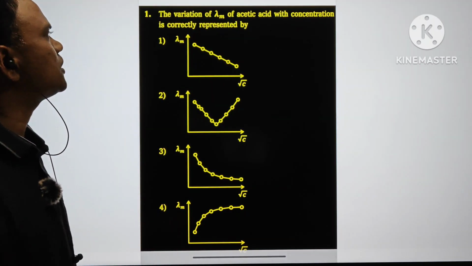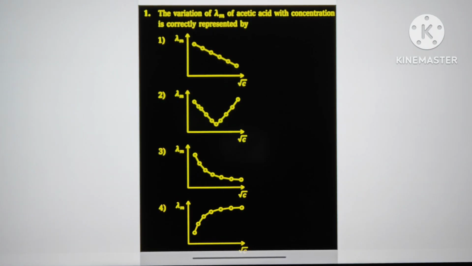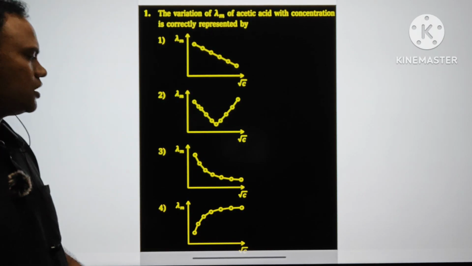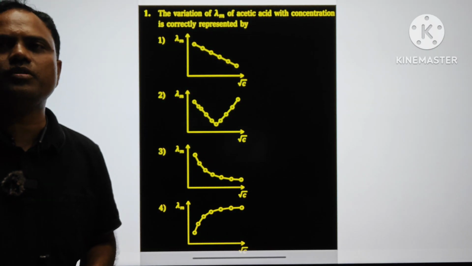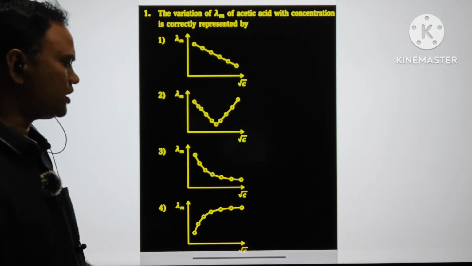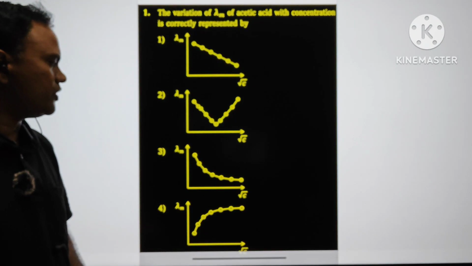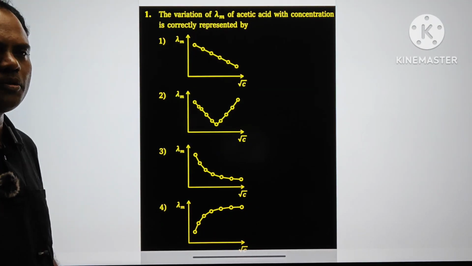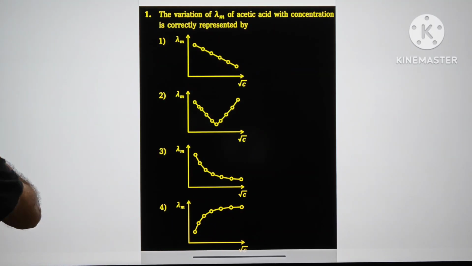The variation of molar conductance of acetic acid with the concentration is correctly represented as. For weak acids, what will be the graph? For weak acids, rectangular hyperbola. Okay, rectangular hyperbola.